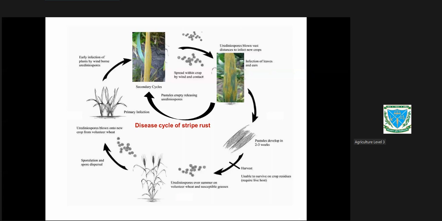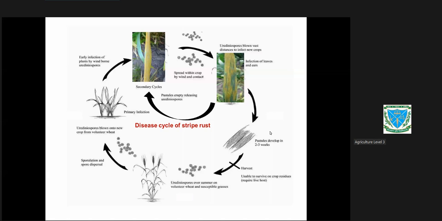In a way, they complete the secondary cycle in the field here. So from this initially infected plant, this urediniospore moves to the new plants and infects. In a way, they can infect another plant like this, completing its life cycle.